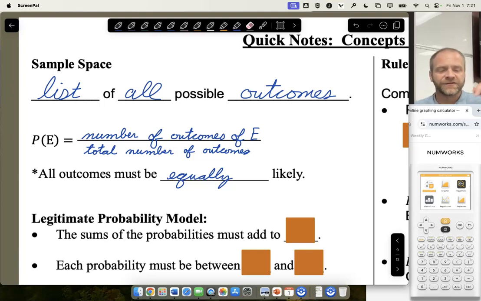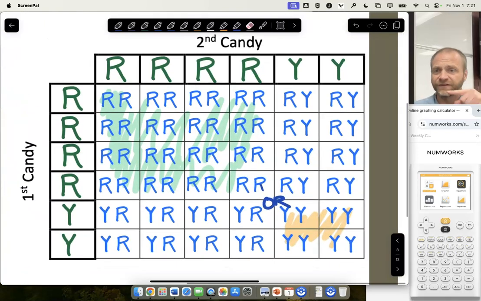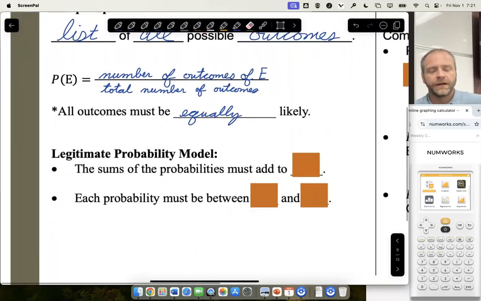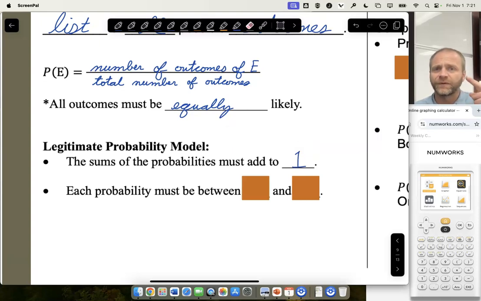What happens is that also means, if we go back to the Starburst activity, notice there's 36 total squares there. Each one of those squares has a 1 out of 36 chance of being selected. That's what that's referring to in that part of the concepts. Legitimate probability model. You kind of heard me talk about this before, all the probabilities must add up to 1 in the sample space. And we already learned that each probability has to be between 0 and 1. Probability is a decimal between 0 and 1, or between 0% and 100%, but probability is between 0 and 1.